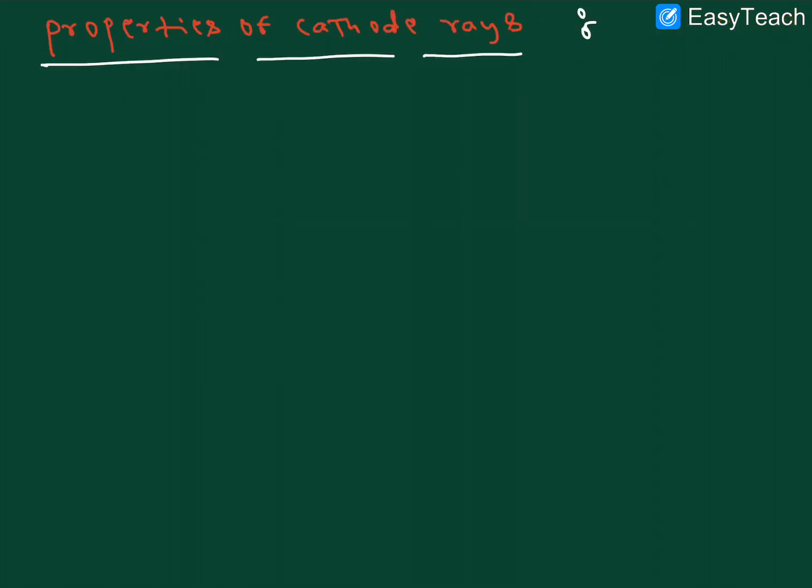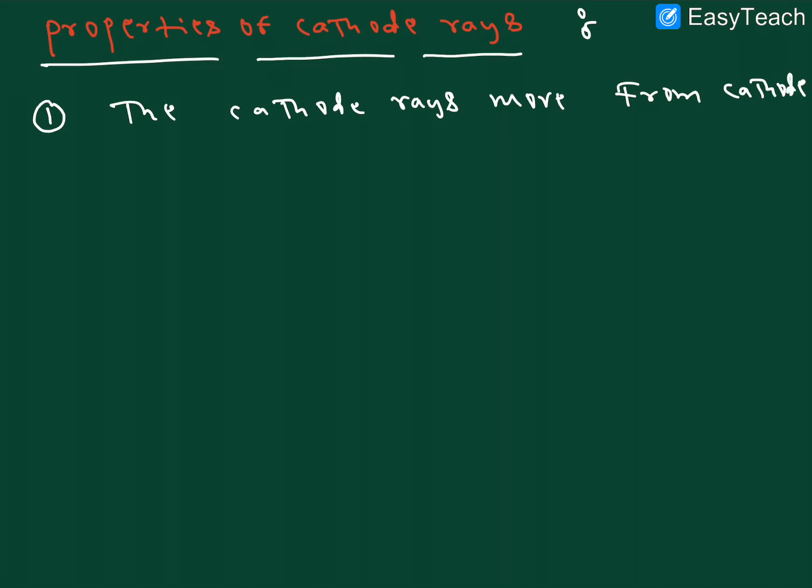Point number one, the property: cathode rays move from the cathode to the anode. And the next point: these rays are invisible.